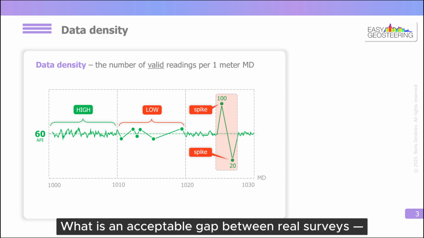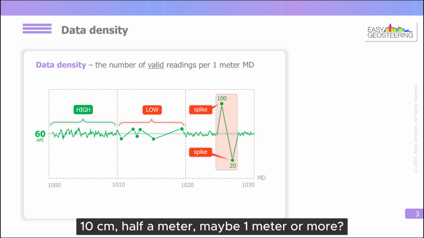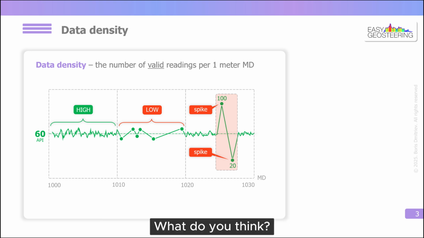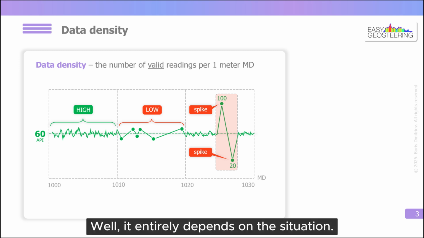What is an acceptable gap between real surveys? 10 centimeters, half a meter, maybe 1 meter or more? What do you think? Well, it entirely depends on the situation. As we mentioned, for most tasks, 2-3 points per meter are sufficient.